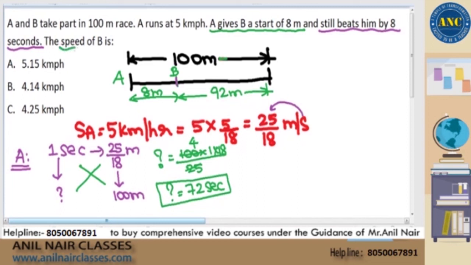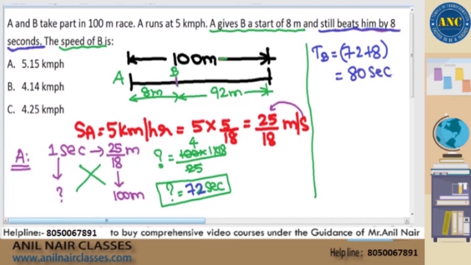But they are asking you the speed of B, right? Speed of B is what they are asking. Speed of B is nothing but, first of all, how much time is taken by B? A will take 72 seconds, and they are saying that A will beat B by 8 seconds. That means B will take 8 seconds more than 72 seconds. That means time taken by B is 72 plus 8, which is 80 seconds. They are asking you the speed of B. Speed is distance traveled by B, which is 92 meters, divided by time taken by B, which is 80 seconds.